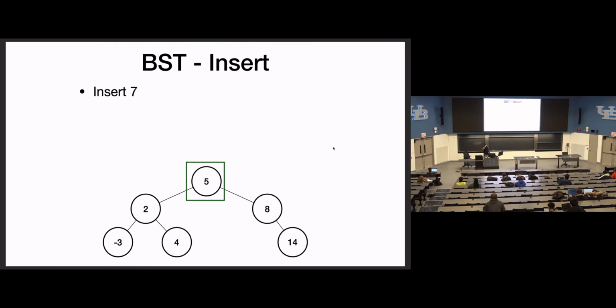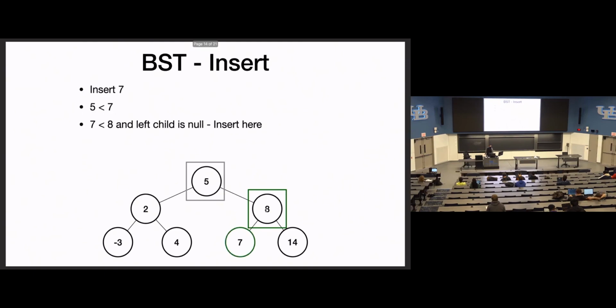So insert. Say we want to insert 7 into this binary search tree. We're going to check the root node. Is the root node less than the value we want to insert? It sure is, so we're going to move to the right. We're going to do a check here. Is 8 less than 7? No. So we're going to look to the left. The left is null, so we found the space where we can insert. We're going to create a new node and insert that as the left child of this node.